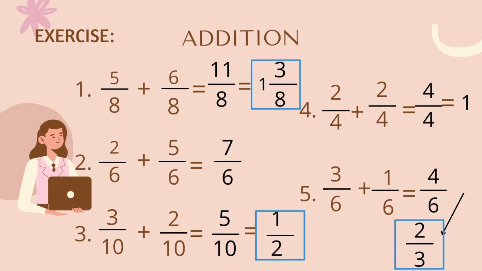So, meron tayo sa number 4 is 2 plus 2 is equal to 4. So, copy the denominator is equal to 4. So, sinimplify natin siya. So, 1 na lang siya. So, number 5, 3 plus 1 is equal to 4. 6 plus 1 ay 6. Copy the denominator lang din. So, sinimplify natin, nakuha natin is 2 thirds.